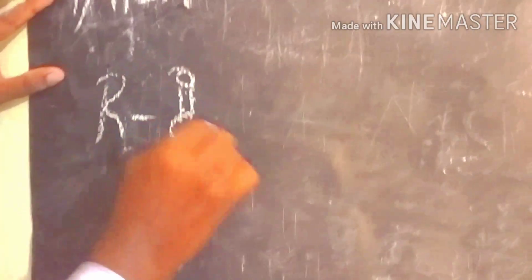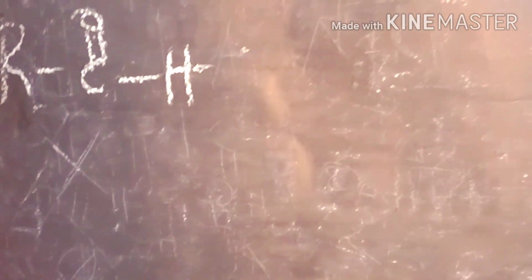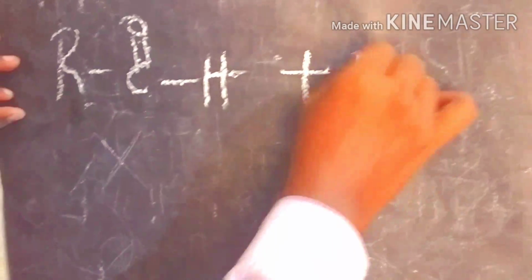Now we start with some simple examples of nucleophilic addition reaction with hydrogen cyanide. We take the nucleophilic addition reaction with hydrogen cyanide. For example, if you take a simple aldehyde, RCHO, we take a simple aldehyde here and HCN.